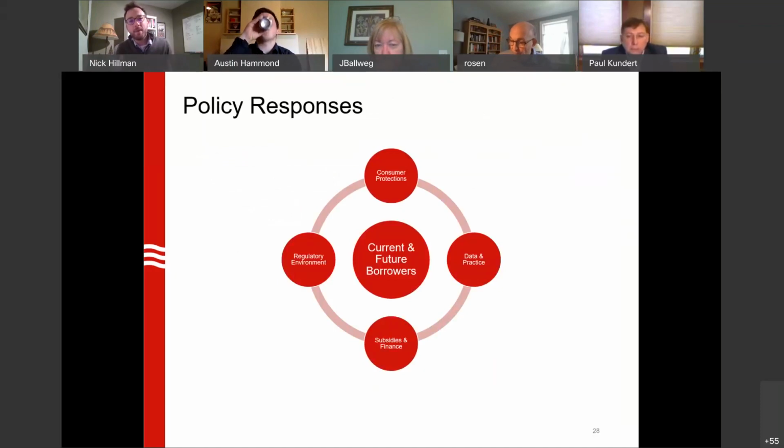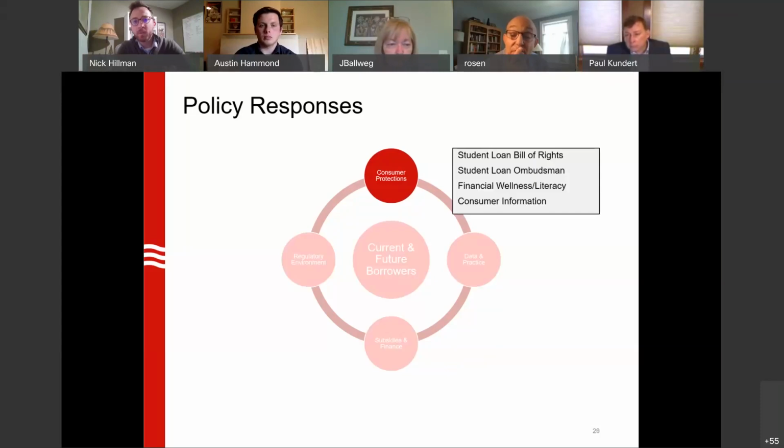So thinking about policy responses now, and this is really just a back of the envelope. Hopefully it's going to be useful for the committee, or for the task force, but don't feel like this is the only way to think about this particular visualization. If we put current and future borrowers in the center of our thinking, there are at least 4 ways we can really support them.